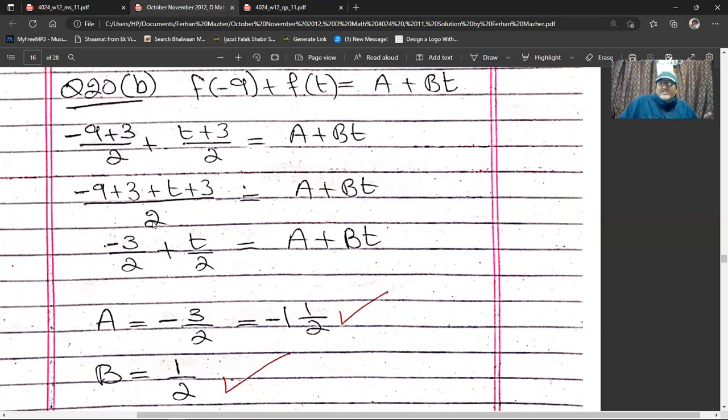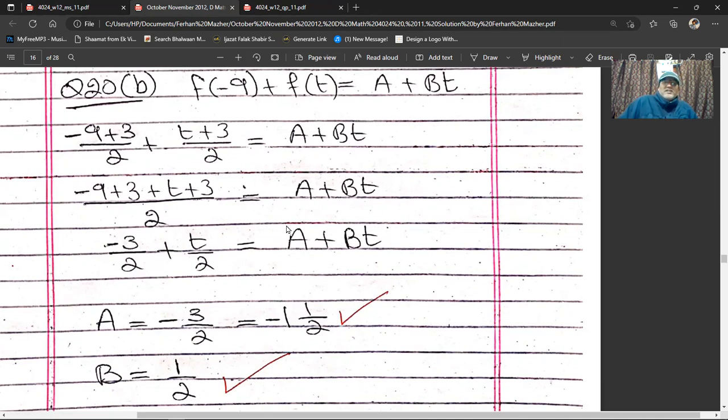So take the LCM, that is 2. Minus 9 plus 3 plus t plus 3. So that will become minus 9 plus 3 plus 3, that will be minus 3 left, and plus t. So give that 2 to them separately. So it will become minus 3 by 2 plus t by 2.